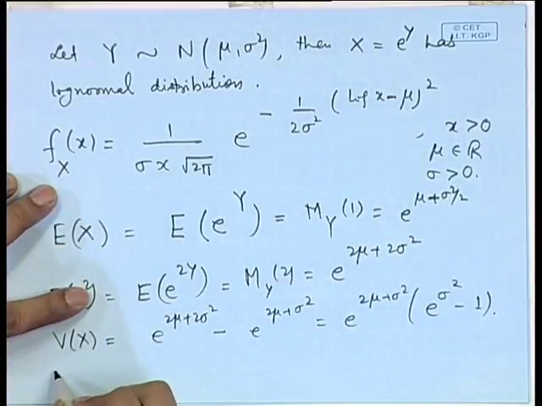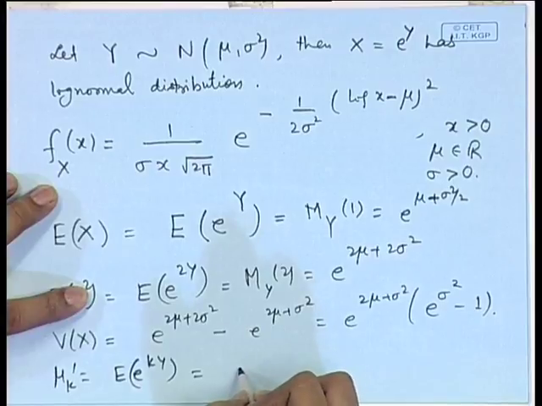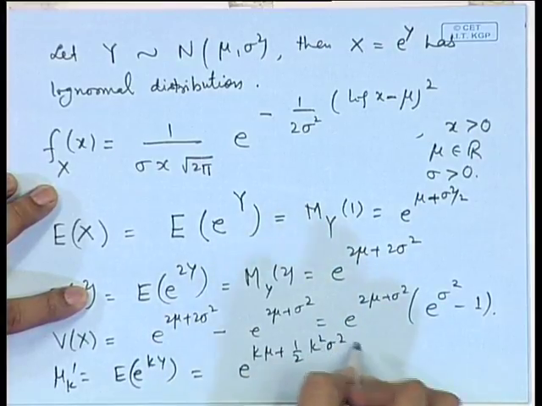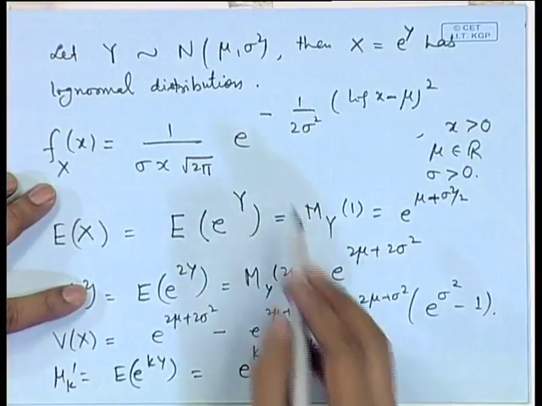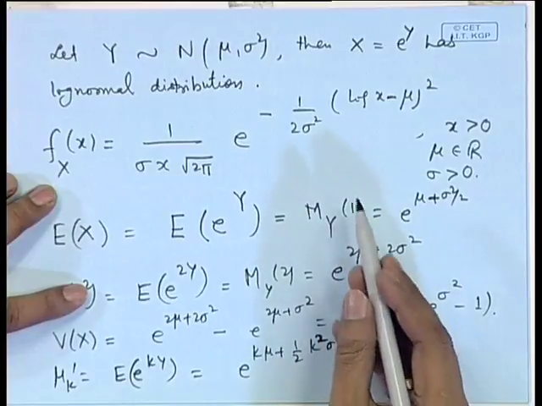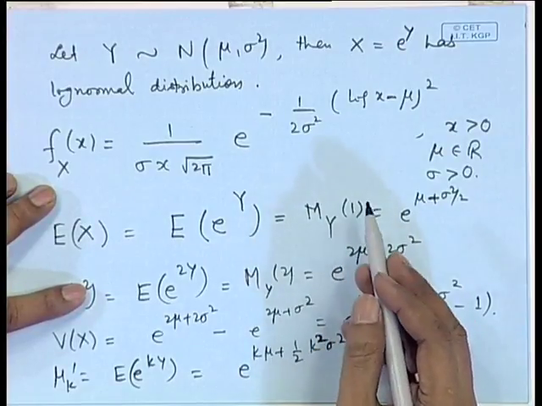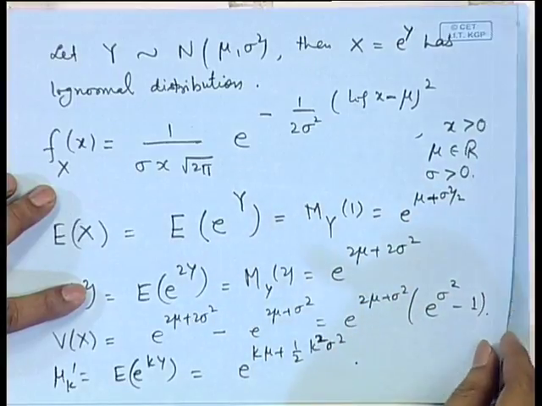In general, mu k prime is equal to expectation of e to the power k y, that is equal to e to the power k mu plus half k square sigma square. So, moments of all orders of the log normal distribution exist and they can be expressed in terms of the moment generating function of the normal distribution.